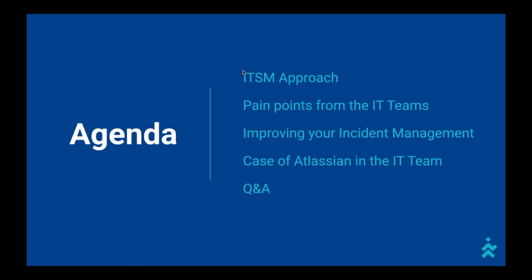So when we are talking about ITSM, we have different processes and different ways to manage, different techniques as well. But right now, we will focus on incident management. Okay, so the main idea here is to show how we can improve the incident management process. After that, using the Atlassian tool, we will have the case of Atlassian in the IT team. So basically, it's from the process that we are discussing how we can use it in the Atlassian tools. Okay, so it will be a case.